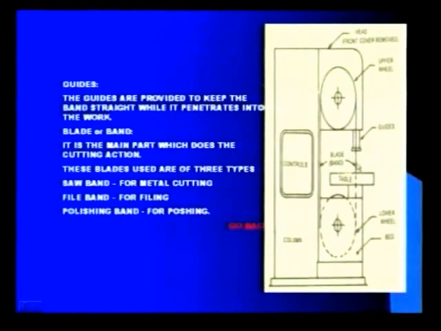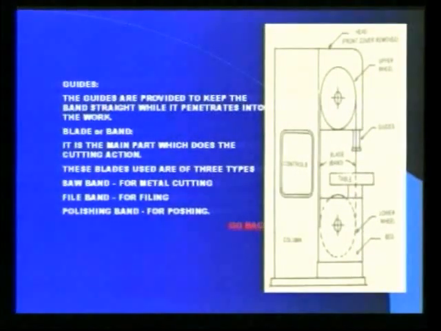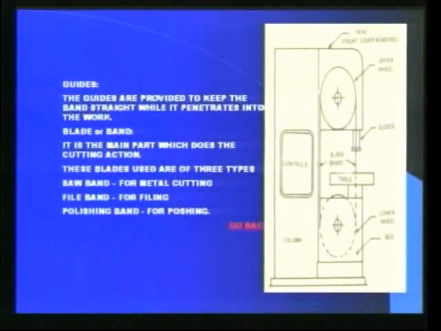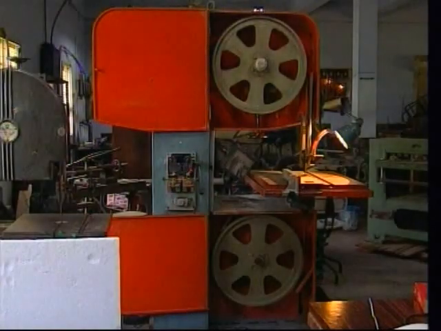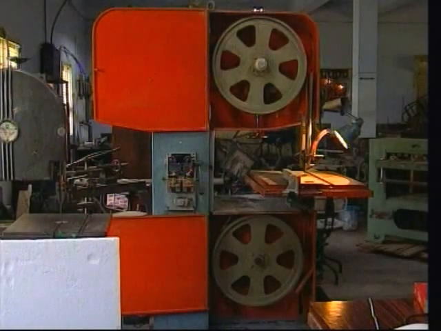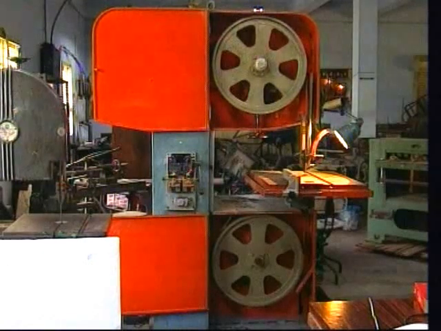These blades used are of three types. One is saw band. If we use saw band, it is for metal cutting. If we use file band, it is for filing. If we use polishing band, this machine is used for polishing. It is vertical band sawing machine. It consists of the following parts.